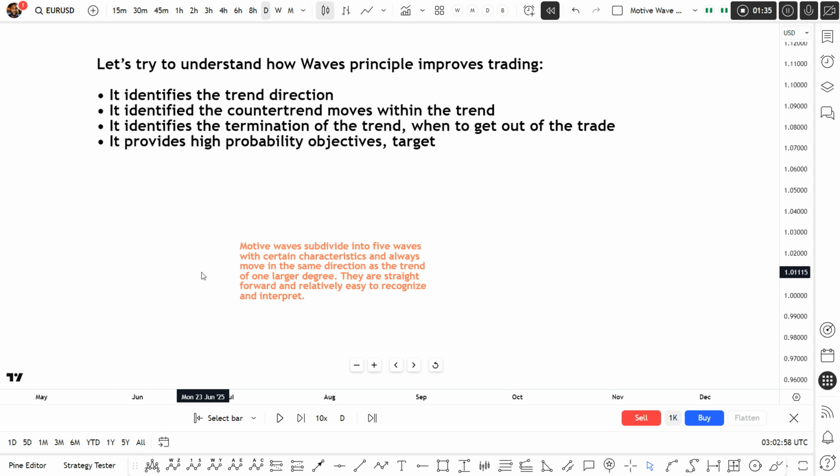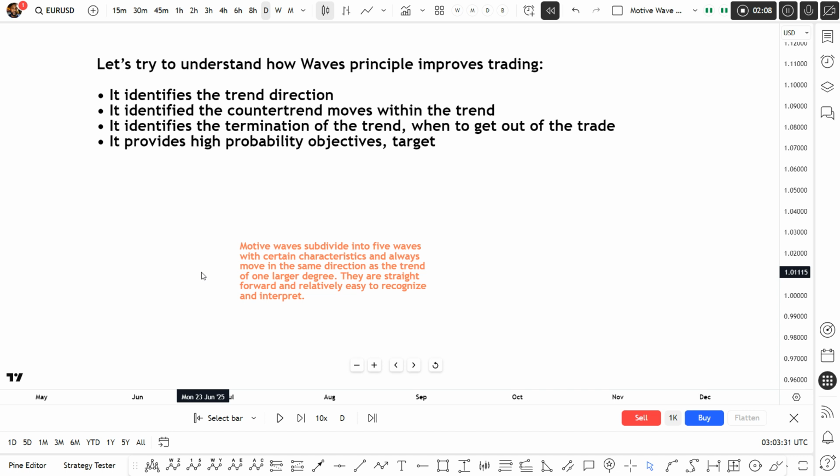Now, under this motive wave, we have several waves beneath it. We have that of what? Extension, truncation, diagonals. And the diagonal can be categorized into several aspects. We have the leading and ending diagonal. We have expanded leading diagonal and that of what? Expanded ending diagonal. But today, all I simply want to focus on is understanding the five impulsive move of that of what? Motive wave.